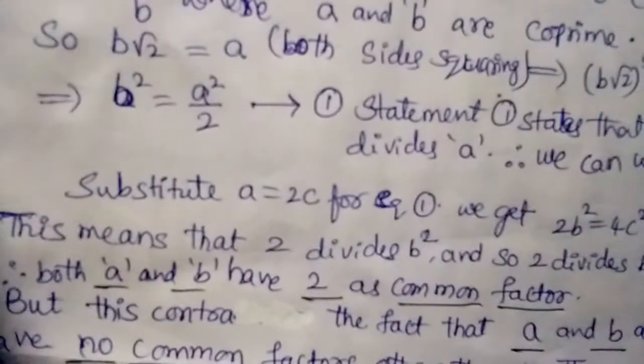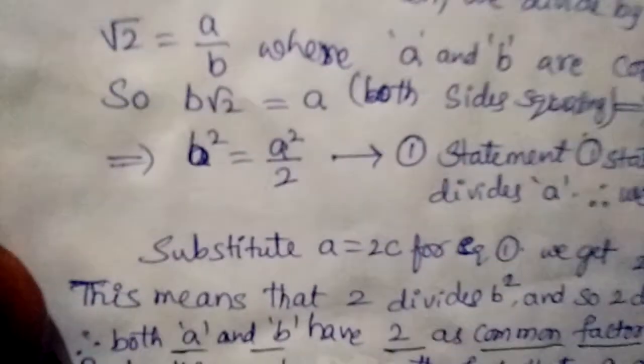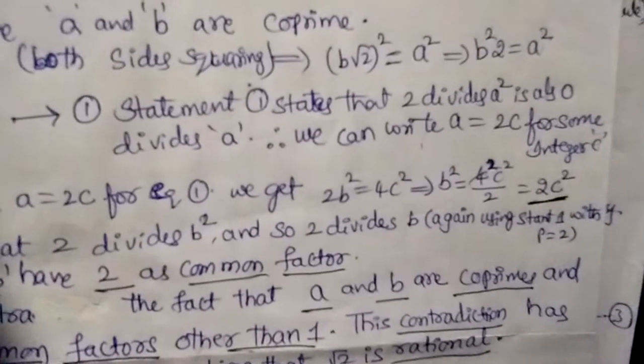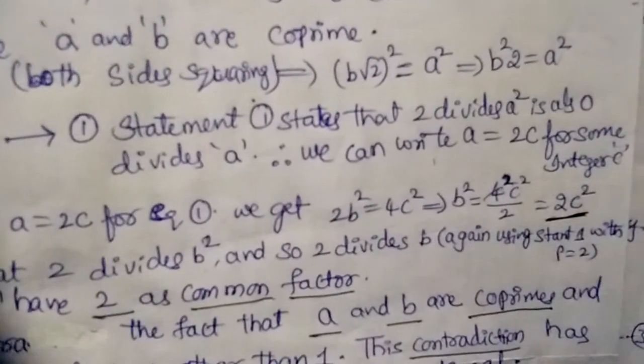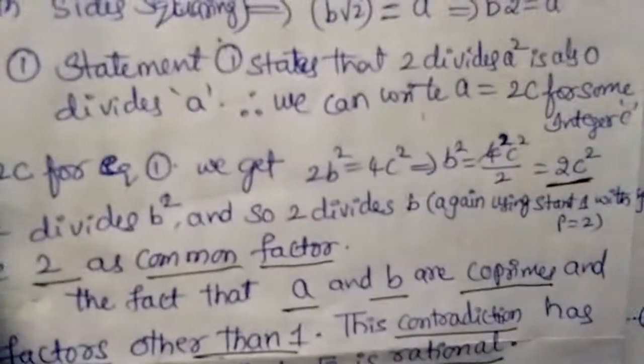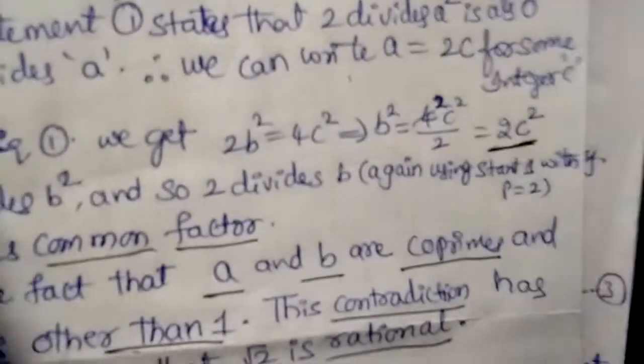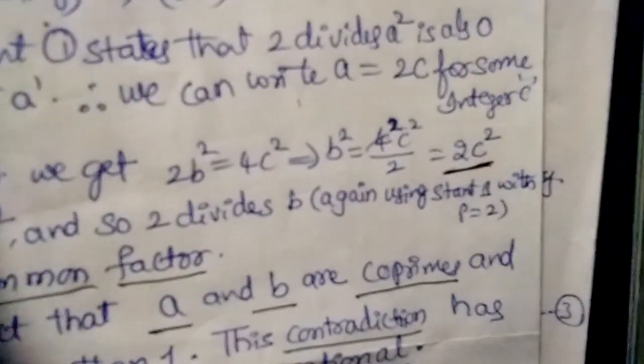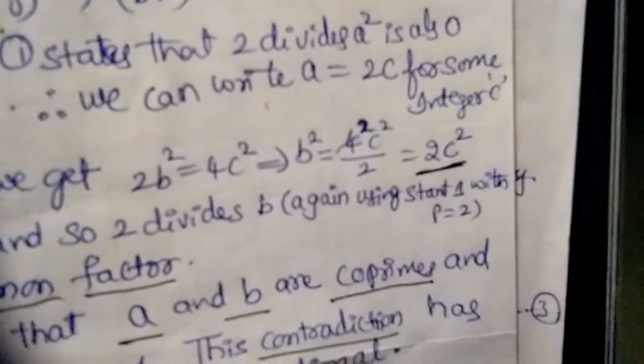Now substitute a equal to 2c in equation 1. In place of a square, you write 2c whole square. Then we get 2b square is equal to 2c whole square, which is 4 into c square. Therefore b square is equal to 4c square by 2. When we divide by 2, it remains as 2 into c square.